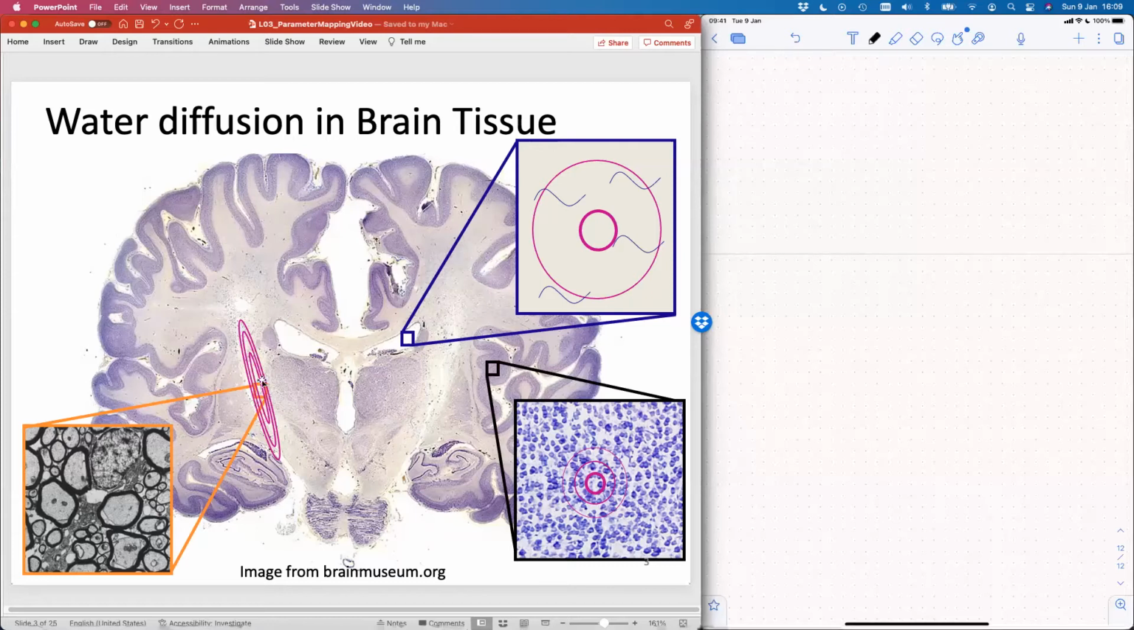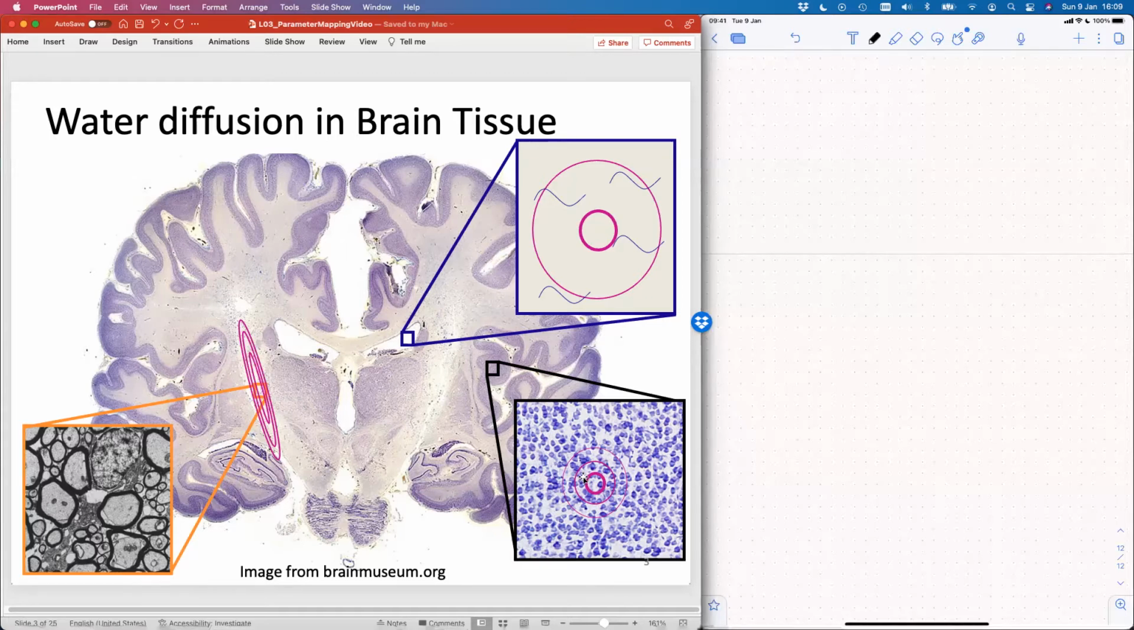And vice versa, if we observe an anisotropic dispersion pattern like this, we can make an inference that the dominant fiber direction is in the orientation in which the diffusion or dispersion is greatest.